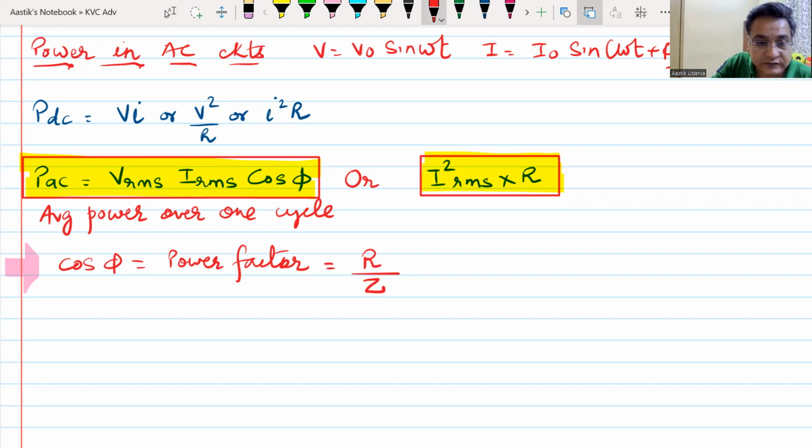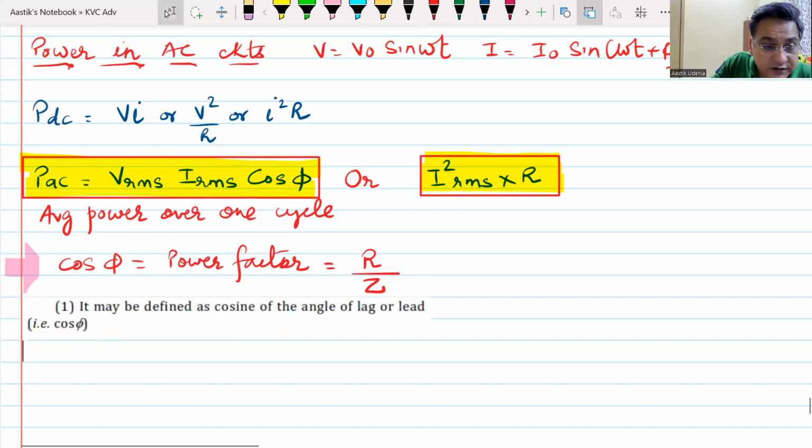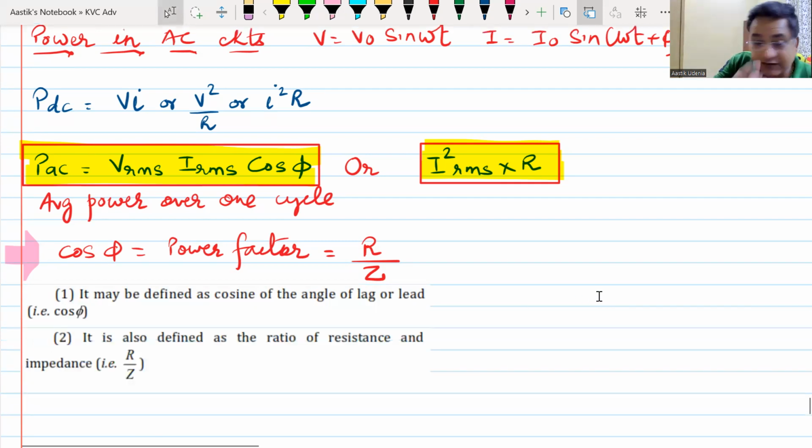Z is the impedance, and R is the resistance of the circuit. R is the resistance of the circuit. Z is the impedance of the circuit. Do we understand this? Yes, sir.